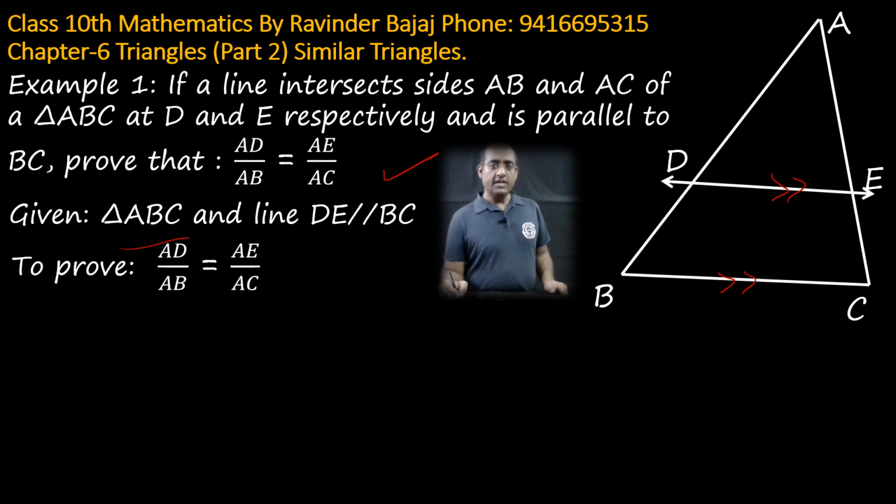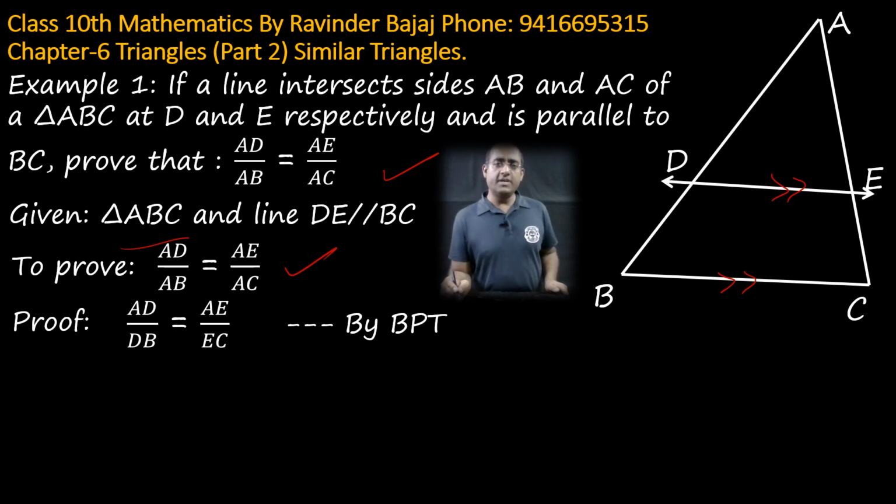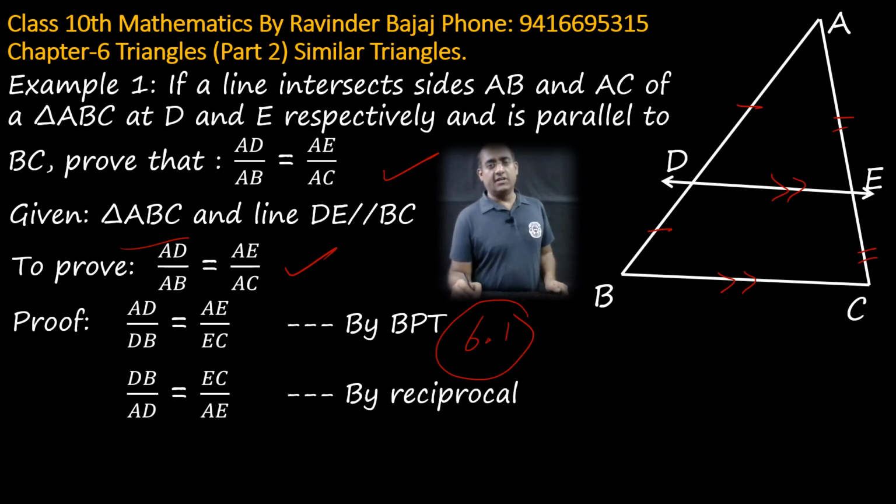Now to prove AD upon AB is equal to AE upon AC. See the proof very carefully. AD upon DB is equal to AE upon EC by BPT. Theorem 6.1 says that AD upon DB is equal to AE upon EC. Now I have just taken the reciprocal: the denominator will become the numerator and the numerator will become the denominator. After doing this reciprocal, I have this result.